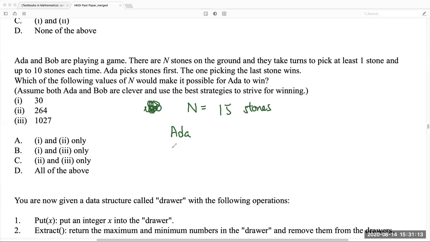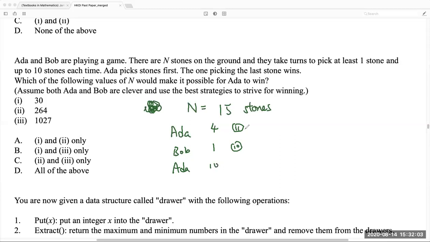10. If she takes 10 stones, then 5 stones are left, and then Bob can win. Or 4 stones, okay? If Ada takes 4 stones, that means there are 11 left. Even if Bob takes 10, there's still 1 stone left. Or if Bob takes 1 stone, then there are 10 left, which means Ada can take the remaining stones.